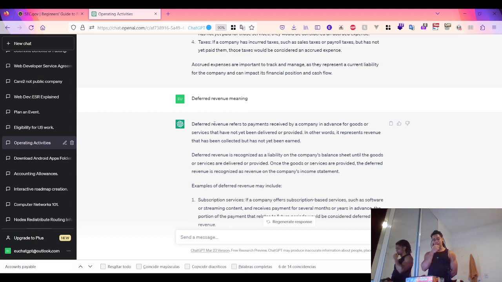Deferred revenue is payment. Yeah, let me think here. I just want to think about this. I don't want to see the screen. Let me see if I can recall that.